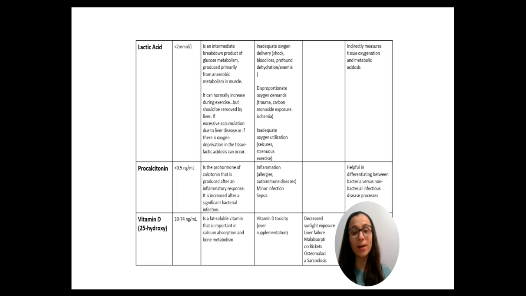And last but not least is vitamin D. Vitamin D normal range is 30 to 74. Vitamin D is a fat-soluble vitamin that is important in calcium absorption and bone metabolism. So if someone has too high, it's usually because they're taking too much supplement. And if someone has too low, a lot of people are low because most people don't have enough sun exposure. It also could be caused by malabsorption. And that's pretty much it.